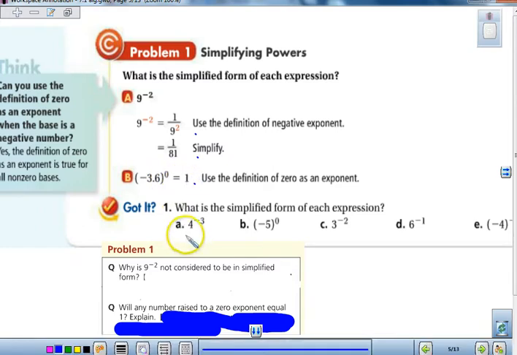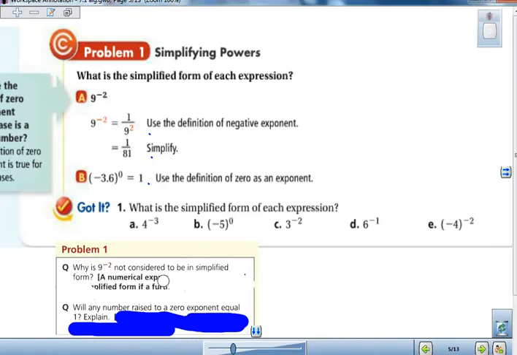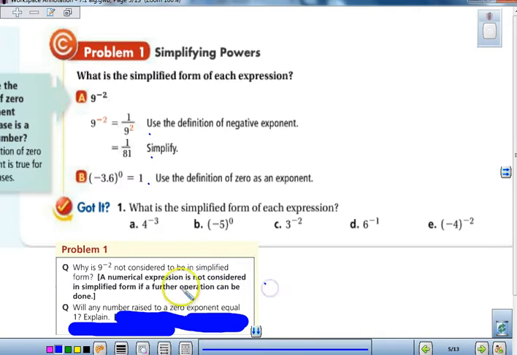What I would like you to do right now, and we're going to do these in class, is to try and find what these 5 answers are as you are taking a look at the got it problems. Something to keep in mind, why is 9 to the negative 2 not considered simplified? A numerical expression is not considered simplified until the operations can be done. So in this case, this is not a simplified problem until you get 1 over 81.